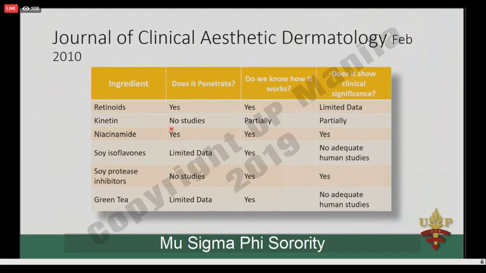Kinetin: there are no actual studies on whether it penetrates. Yes, we do know how it works, and yes, it shows clinical significance. Niacinamide has very good studies. Soy isoflavones have limited data. There are no adequate studies, but it does work if it can penetrate the skin. Green tea: we have limited data on whether it penetrates the skin. There are no adequate human studies as of 2010, but yes, it does work to improve the appearance of the skin.